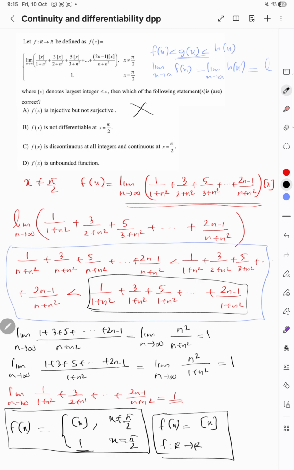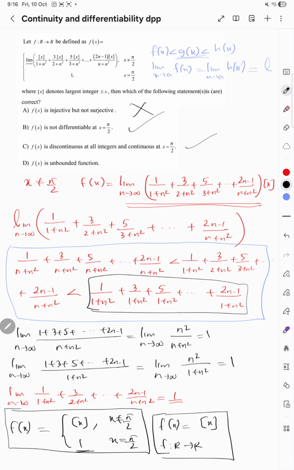Now, the statement that it is not differentiable at pi by 2 is wrong. Why? Step x is differentiable at all points except integers. So pi by 2 is not an integer, so at pi by 2 it is differentiable. So option B is wrong. Now option C. f is discontinuous at all integers, which is correct, and continuous at pi by 2, which is also correct.